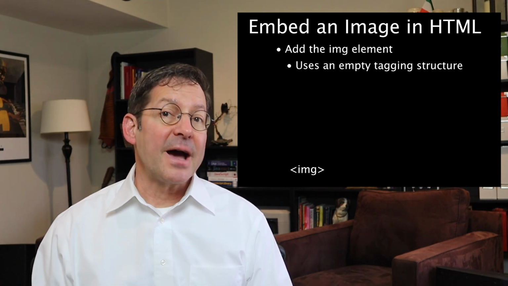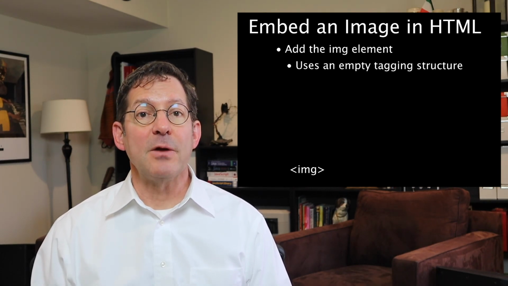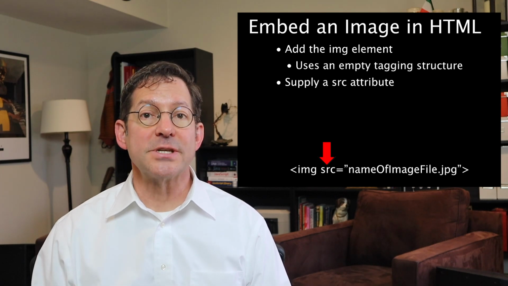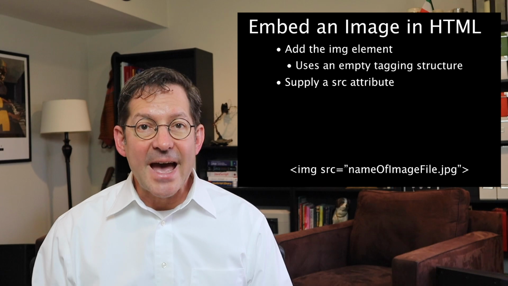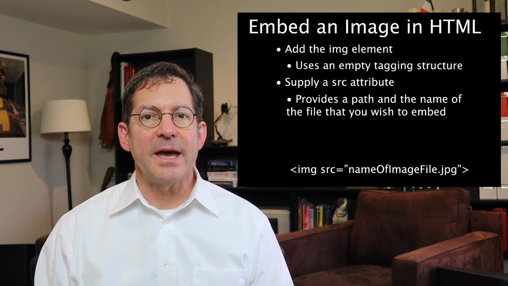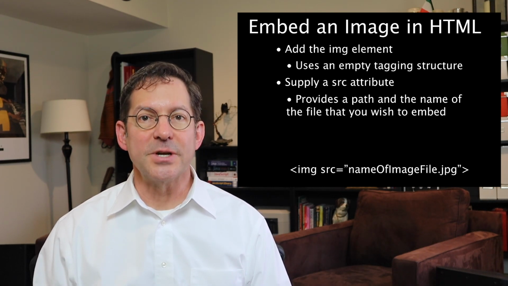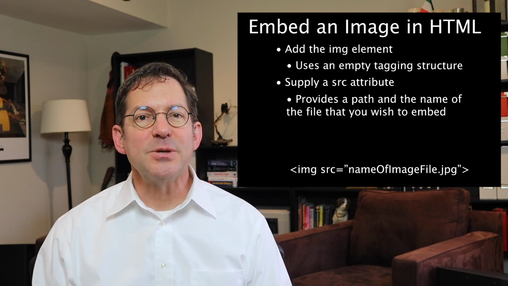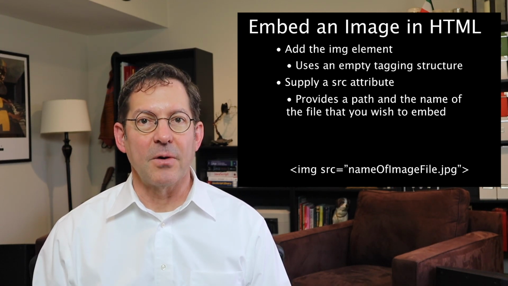The image element by itself is not enough. Each image element must have a required attribute called the source attribute, spelled SRC. This attribute provides a path to the image. You can think of the path as a set of directions that will take you to the image file that you wish to display. It's important to realize that the file is separate from the HTML file.